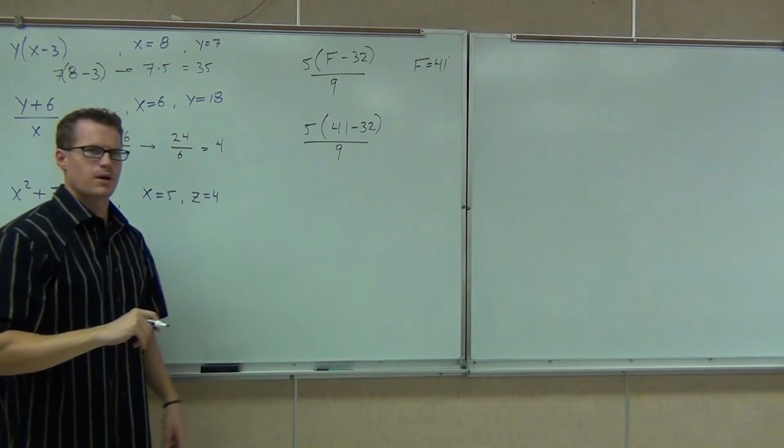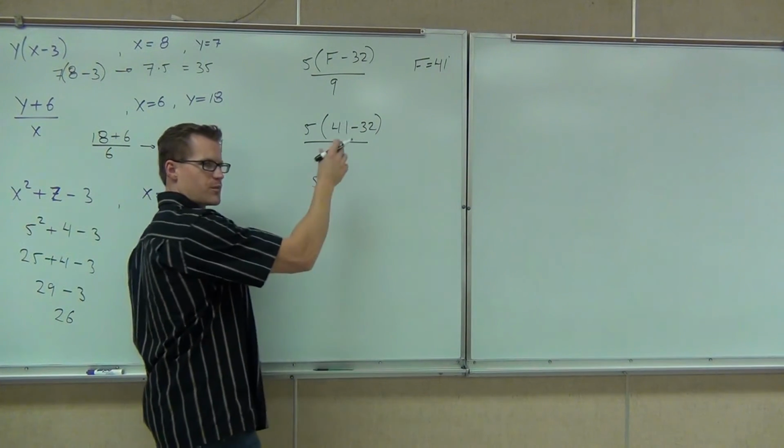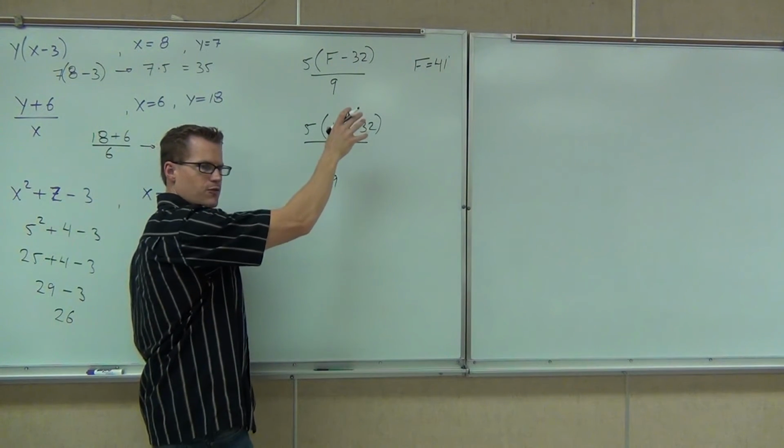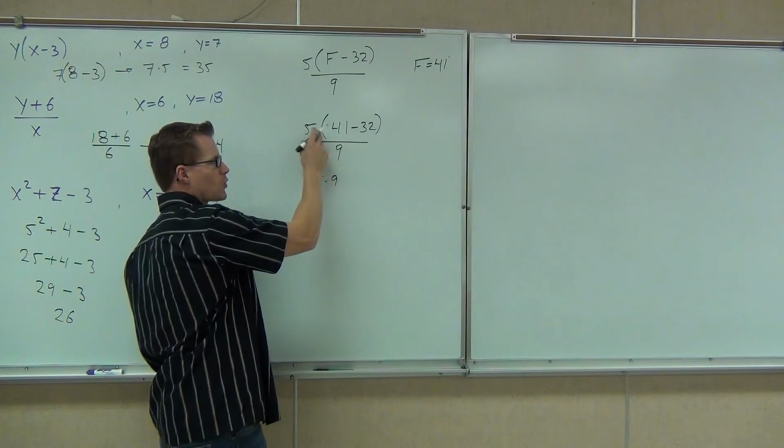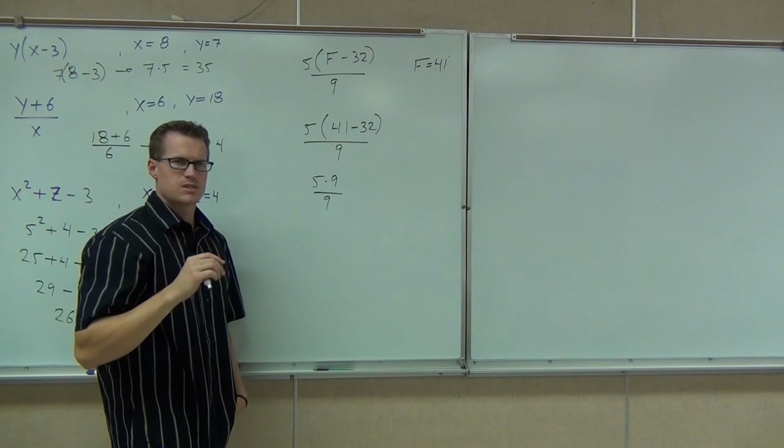How much is 41 minus 32? 9. So we'll have 5 times 9. The order of operations says we do the parentheses on our numerator first. We do our 9. Of course, we have the multiplication here. How much is 5 times 9?